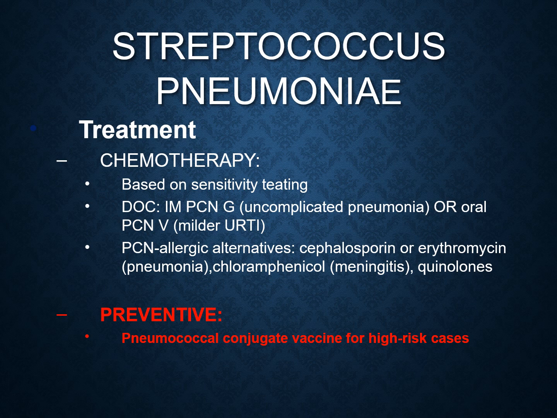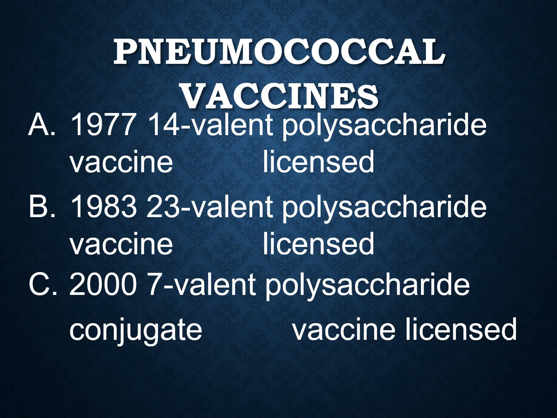The main drugs are cephalosporin or erythromycin, chloramphenicol and quinolones. Most of the quinolone drugs are used in treatment of Streptococcus pneumoniae. The pneumococcal conjugate vaccine can be used for very high risk cases, and moreover pneumococcal vaccines are available. In the year 1977, 14-valent polysaccharide vaccines were licensed, and in 1983, 23-valent polysaccharide vaccines were licensed. In 2000, 7-valent polysaccharide conjugates were licensed.